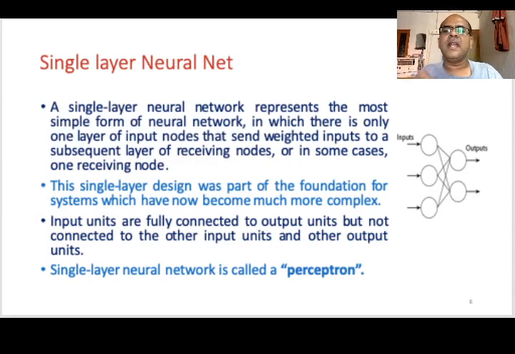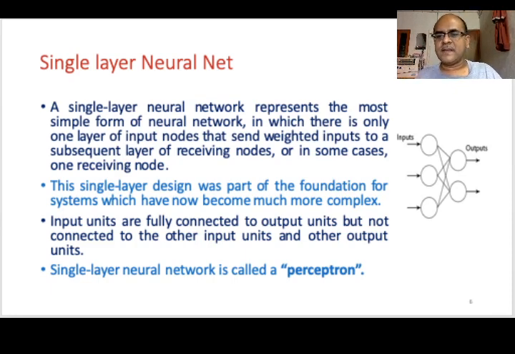So what is a single layer neural network? A single layer neural network is the simplest form of a neural network, where there is only one layer of input nodes that sends the weighted inputs to a subsequent layer of receiving nodes, called the output. The single layer design forms the foundation for systems. This is simple, but this simple foundation forms the basis for making complex neural nets.